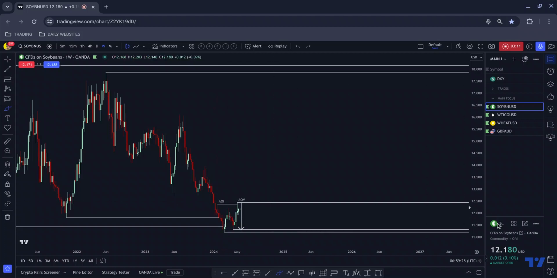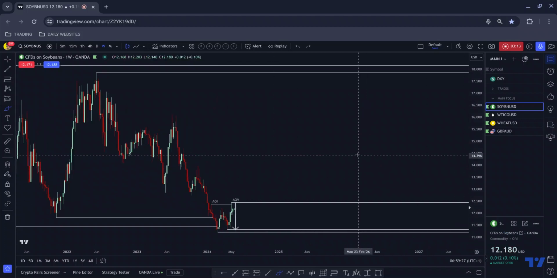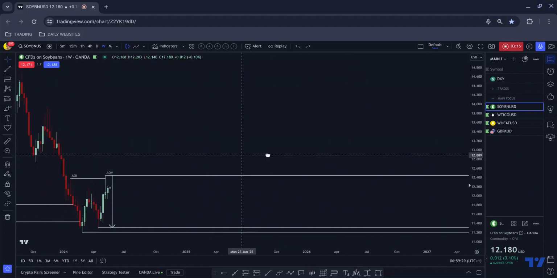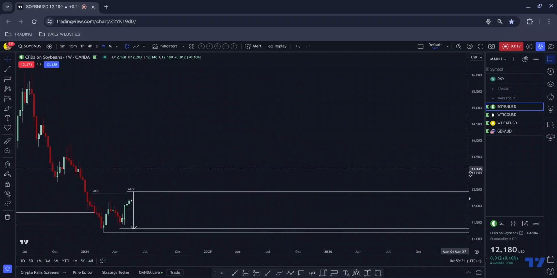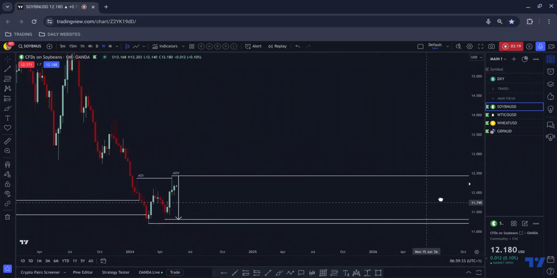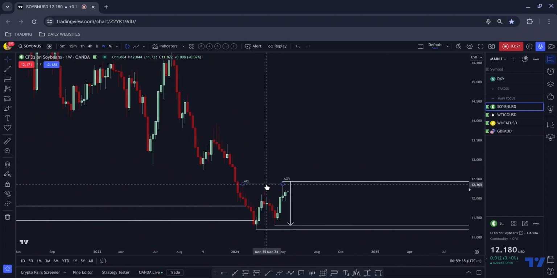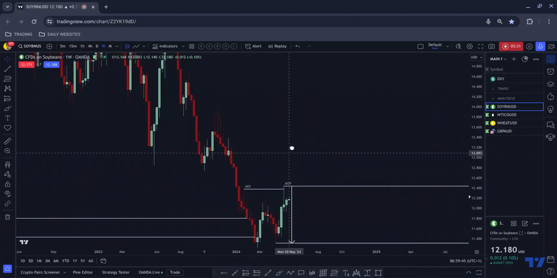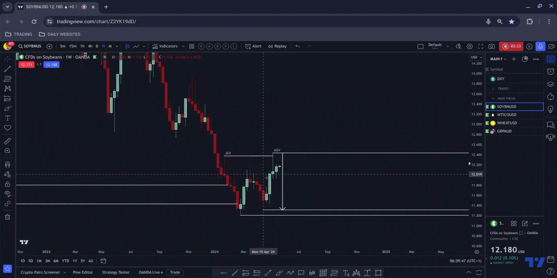As we zoom in a little bit more, I'm just going to zoom into this piece of the puzzle. There we go. So we did wick through it, but most of the wick was below. I'm not surprised that we appear to be gravitating back towards that area. And the clue for me is the fact that, look at this weekly close here.